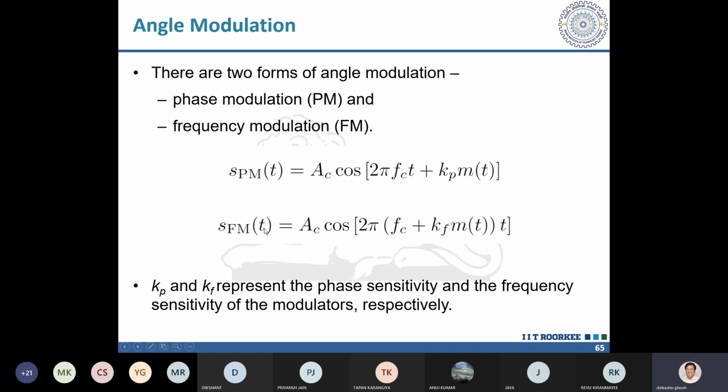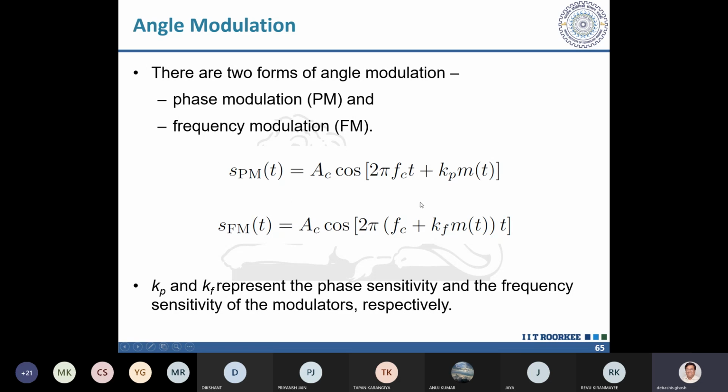In frequency modulation, you just see what I am doing. Cos of 2 pi Fc plus Kf into Mt. So Fc is modified. Okay, the frequency is modified. So this is how we do the phase modulation or frequency modulation. Mostly frequency modulation is used. Phase modulation is not used much.